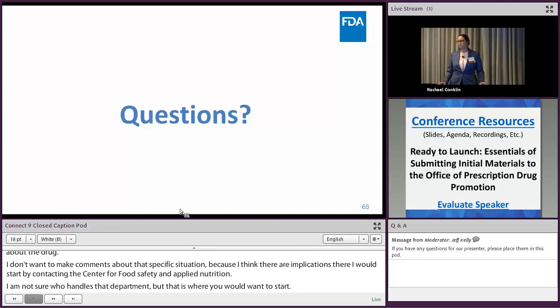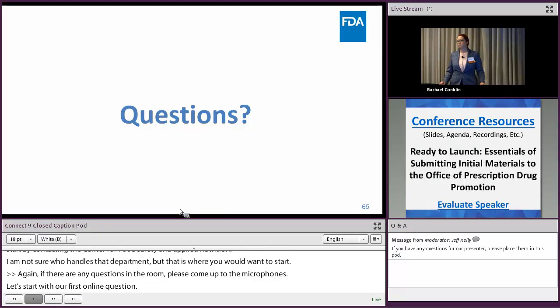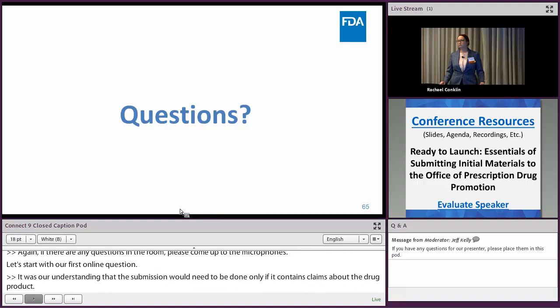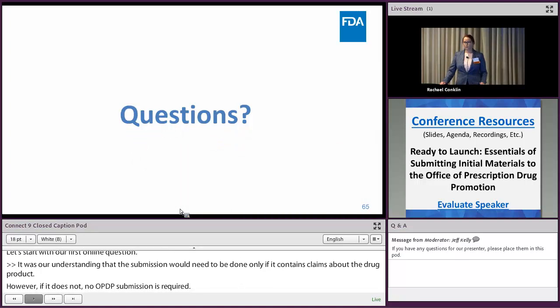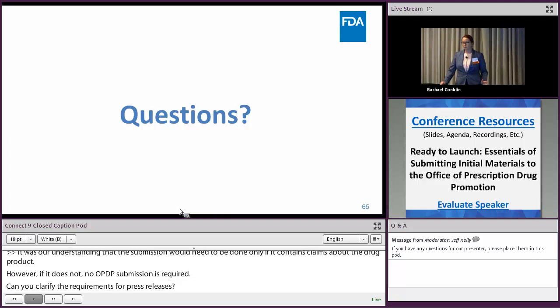It was our understanding that a submission would need to be done only if it contains claims about the drug product. However, if it does not, no OPDP submission is required. Can you clarify the requirements for press releases? Oh, for a press release. So if you're just announcing that the product is approved, I'm not really understanding how this applies to drug promotion. If you're not talking about a product, then no, you wouldn't need to submit it to OPDP.